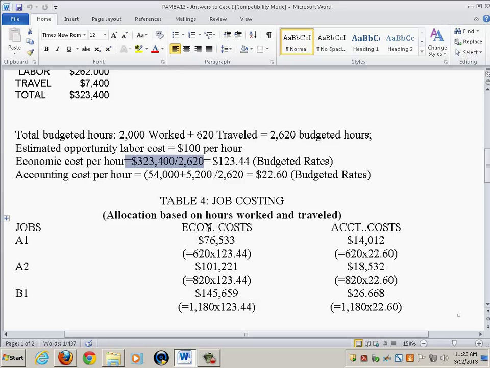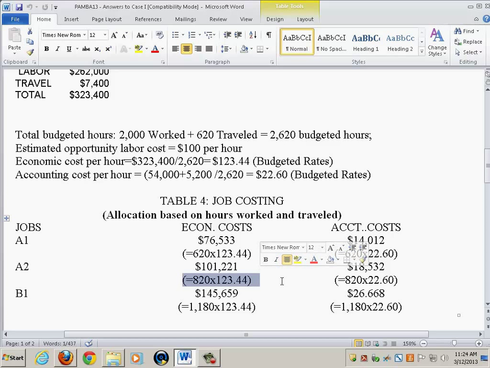So then if you proceed to allocate this to the jobs, you use this allocation rate, 123.44, and you multiply it by the number of hours worked and traveled for each job, which you're given in the activity table: 620 for A1, 820 for A2, and 1,180 for B1, and you get the estimated cost allocated for each job using economic costing.